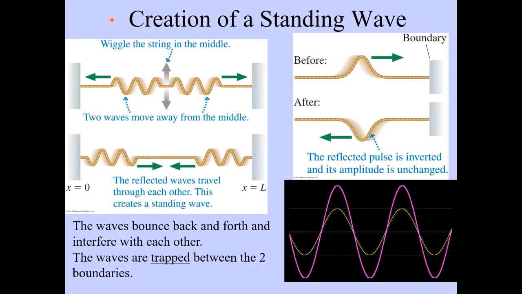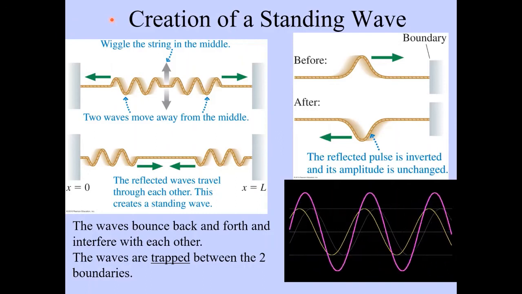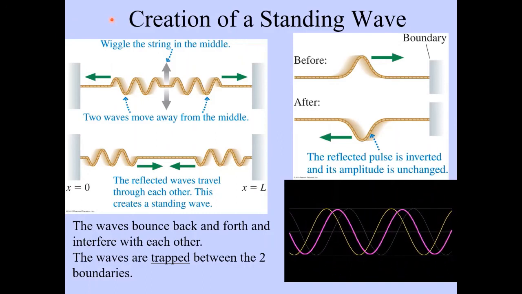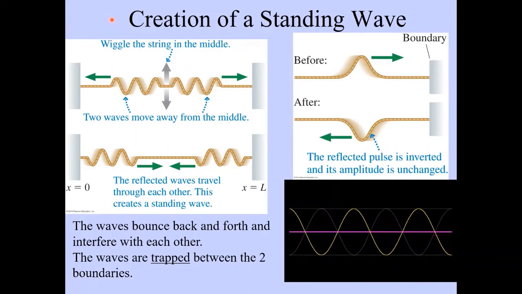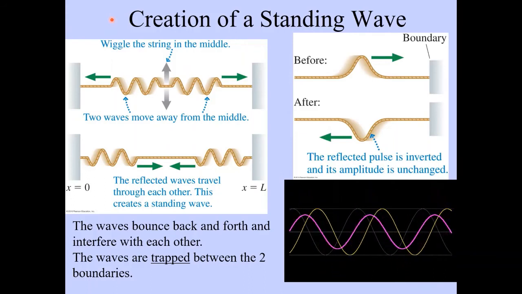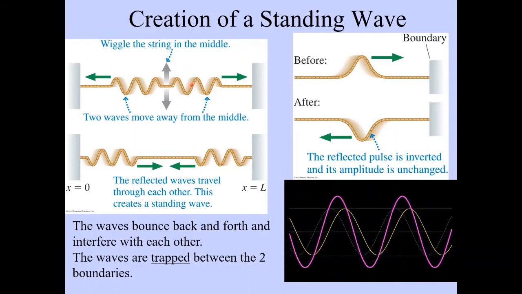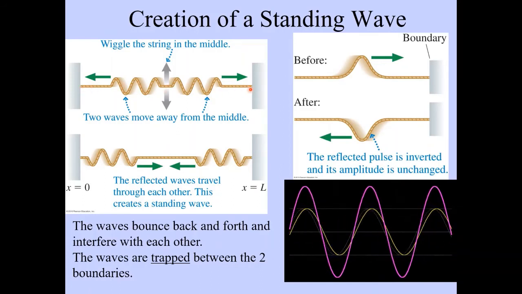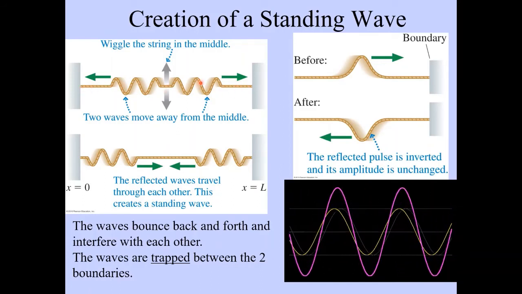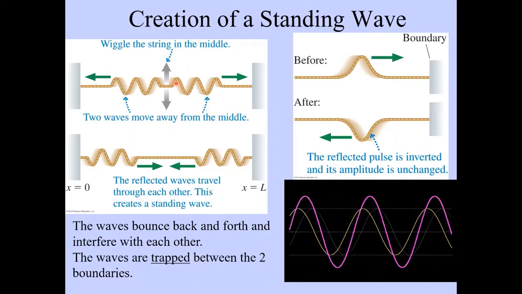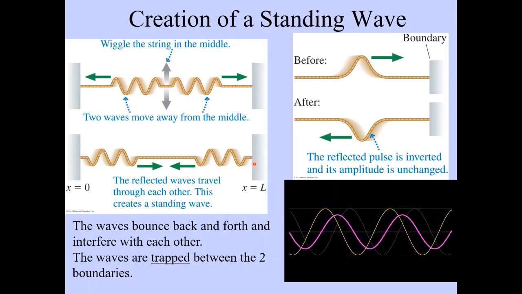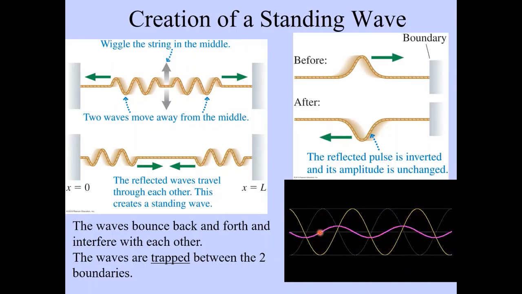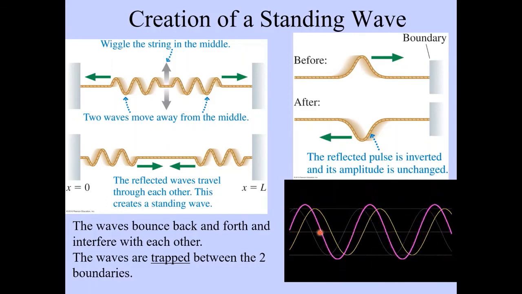So as we saw in the video demo, standing waves are produced when the waves are allowed to bounce back and forth between boundaries. So for example, if we have a string tied between 2 posts here, these waves are going to bounce back and forth and they're going to interfere with each other. And we saw something like this in the video that you just watched.